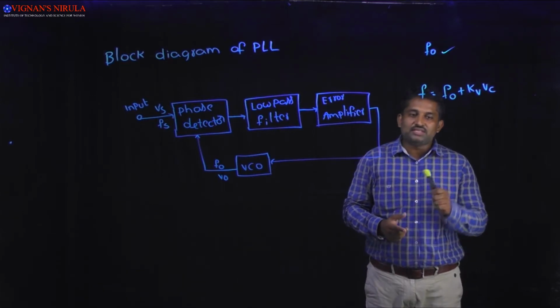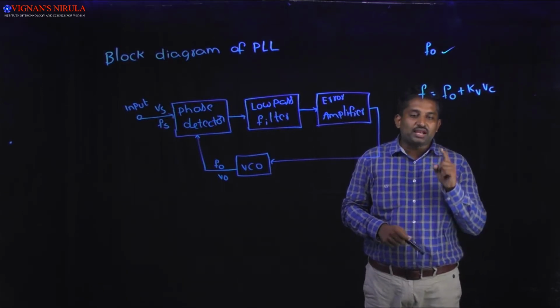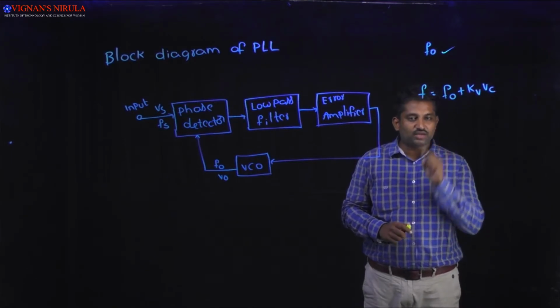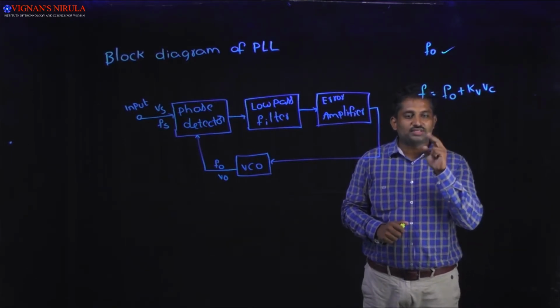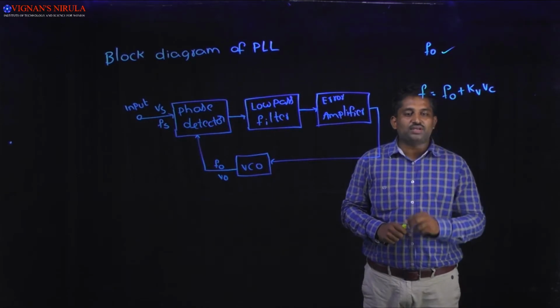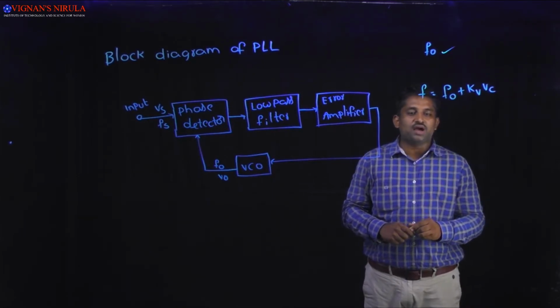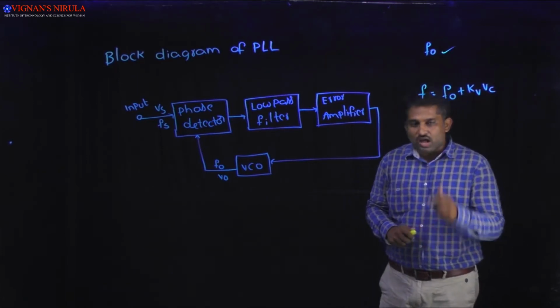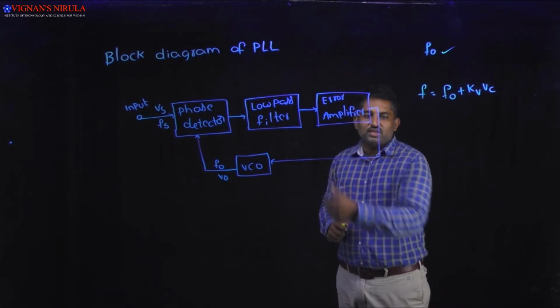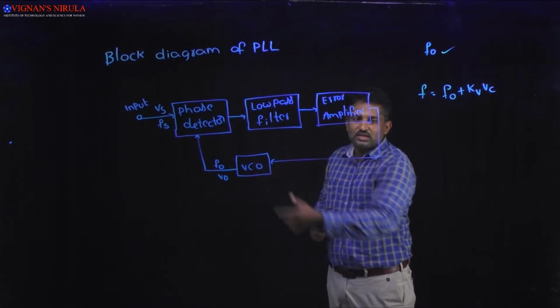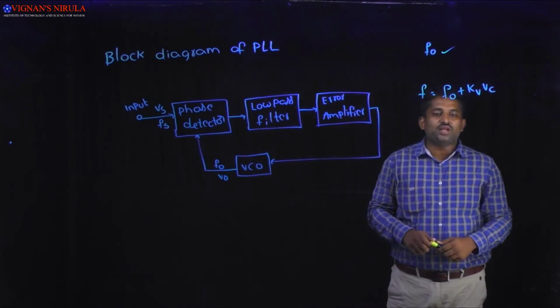Listen carefully, the PLL operates in 3 modes. One is free running mode, the second is capture mode, and the third is lock mode. In these 3 modes the PLL is operated. I already told you about the free running mode: whenever the control input voltage of the VCO is equal to 0, it operates in the free running mode.